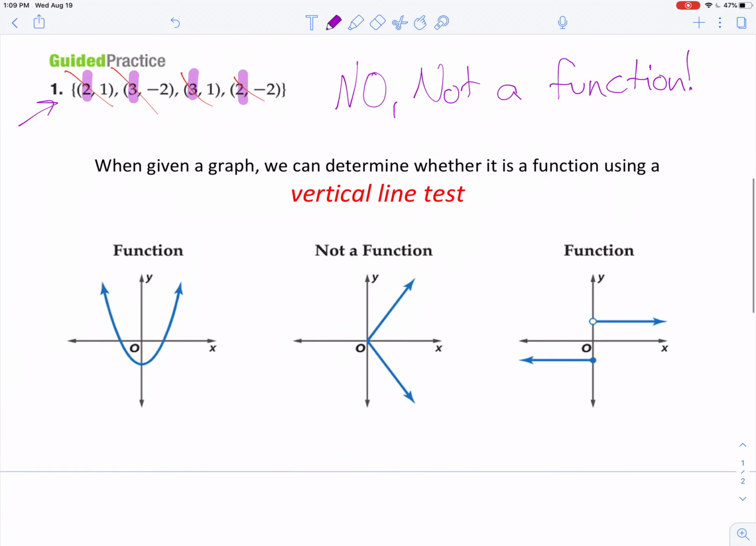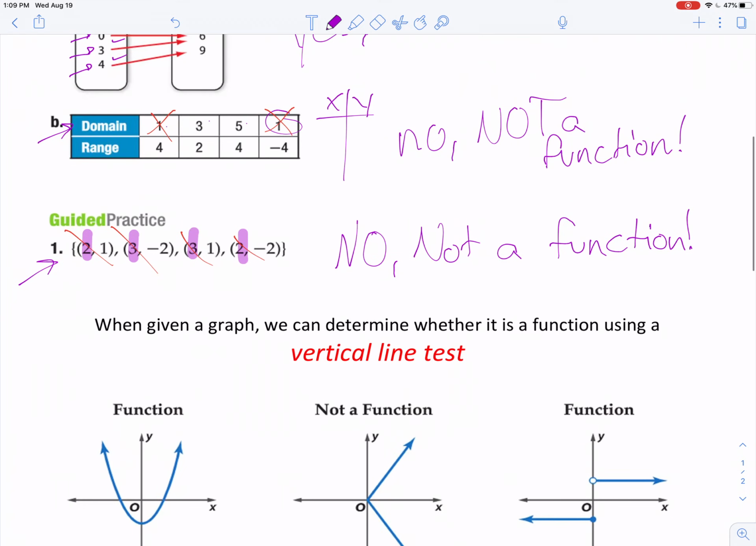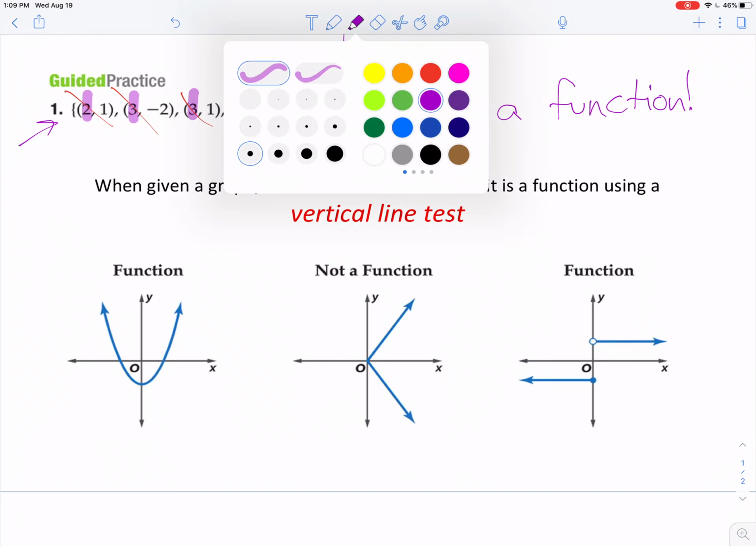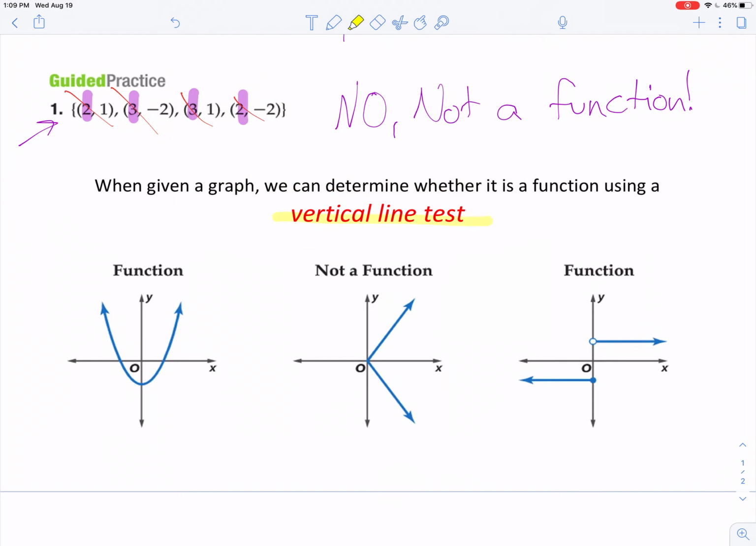It gets a little more difficult when we are given a graph. Only because, up here I'm like, does the x repeat, does the x repeat, does the x repeat? And it's a little harder to see down here on a graph from that perspective, but I do have a super easy way to know, and it's called the vertical line test. You are going to love this.